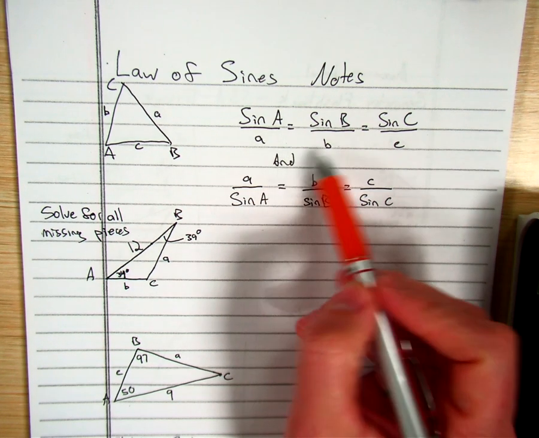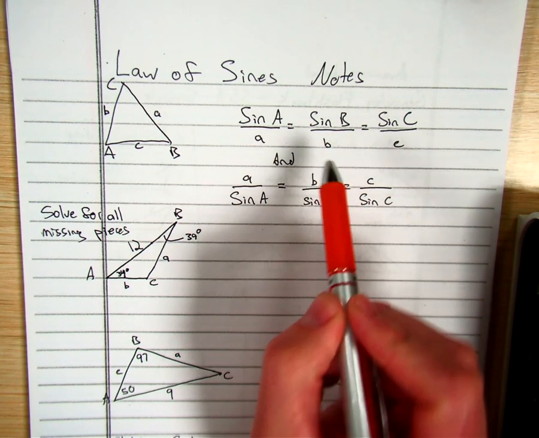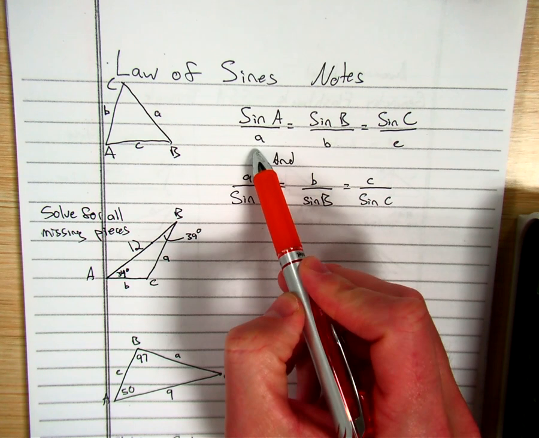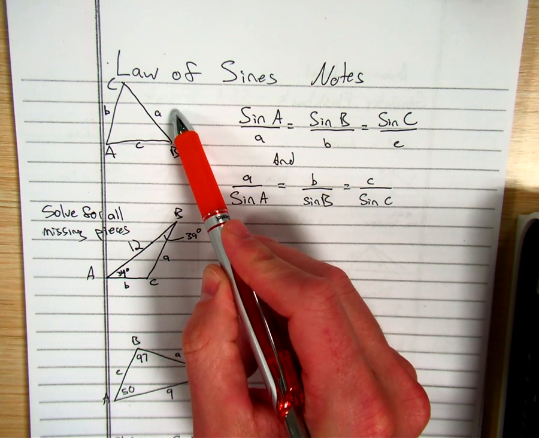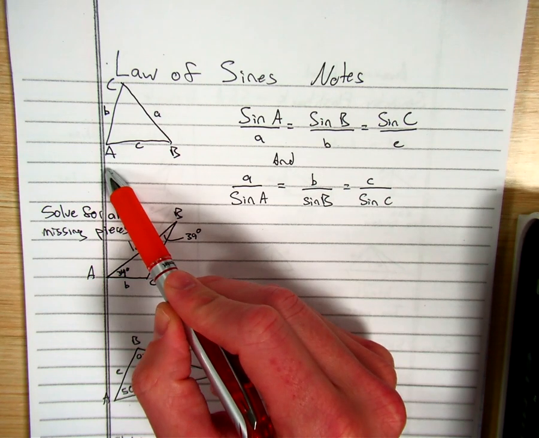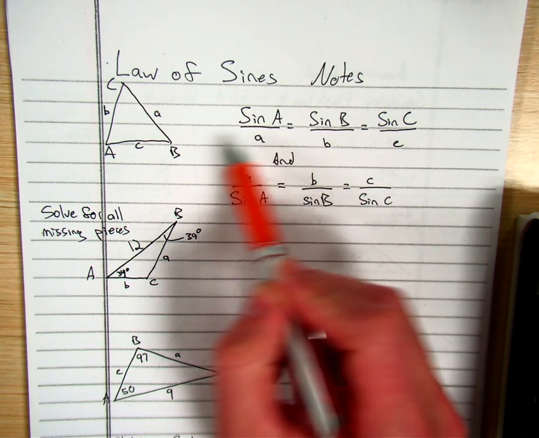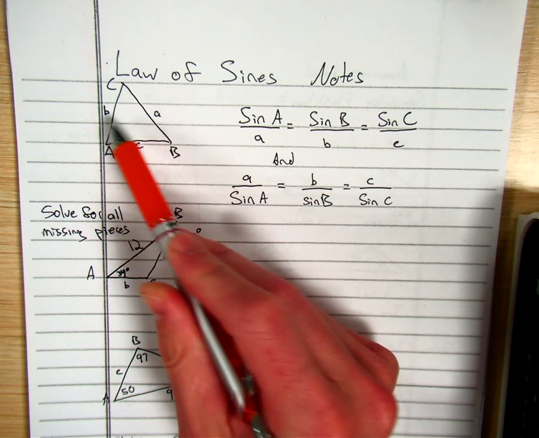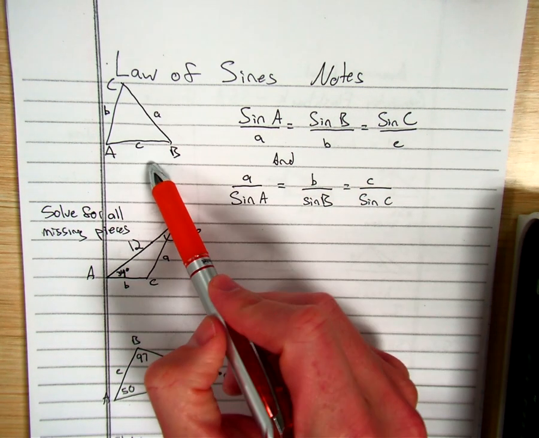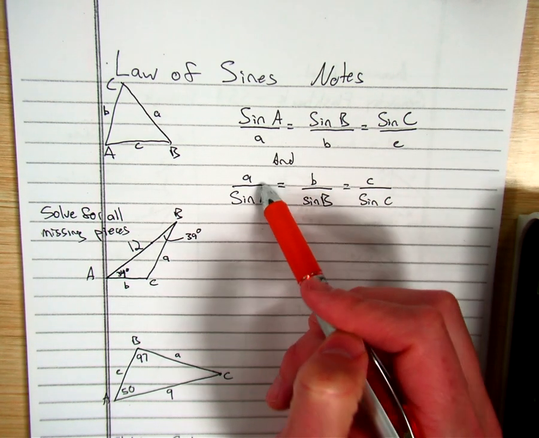And what it looks like is this. You're not going to necessarily have all three of them in a row. You're probably only going to have two pieces. But the ratio of the sine of the angle divided by the side length across from it will be the same for all three of them. So sine of angle A divided by side length A will be the same as sine of angle B divided by side length B, which will be the same as sine of angle C divided by side length C. And you can flip it, so the side lengths are on top and the angle parts are on the bottom.